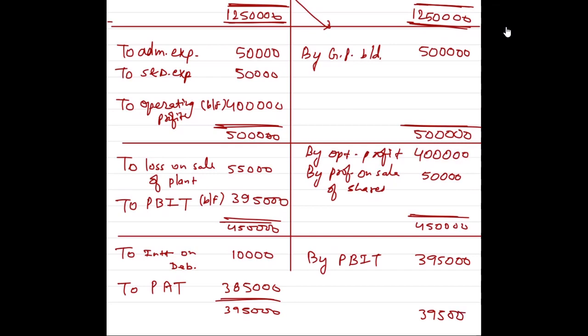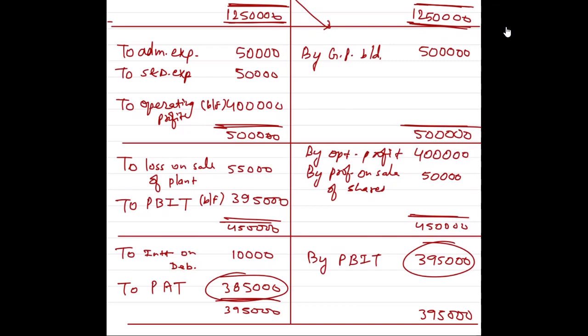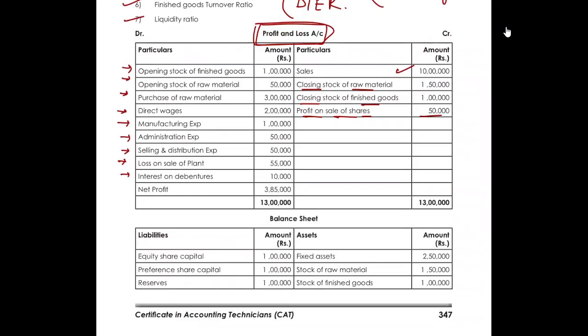Sir, why have you done so many parts? Because every part has its own significance. I need the interest part, I need the profit before interest, I need profit after interest, I need the interest, I need the profit before interest and tax, I need the operating profit. That is the reason we have split this into various other parts. Otherwise, this P&L was also fine.